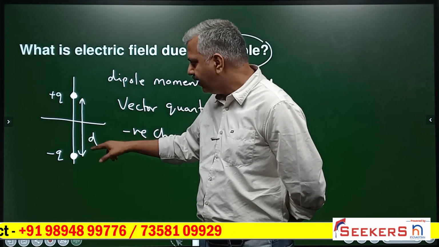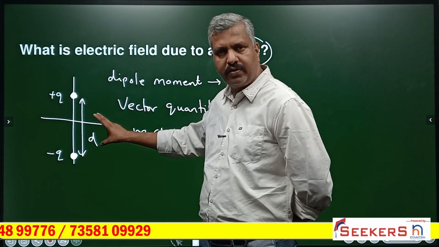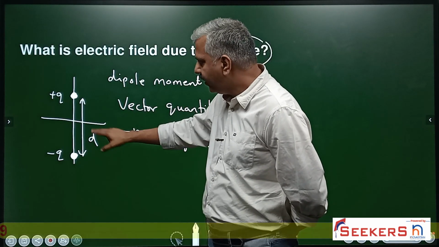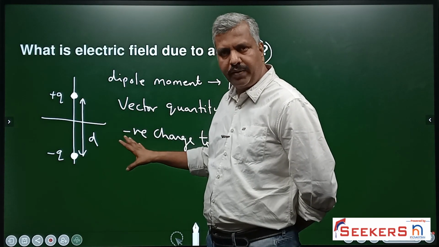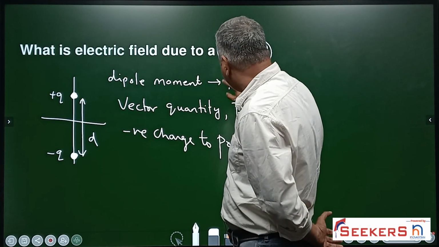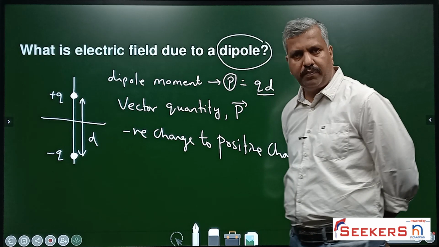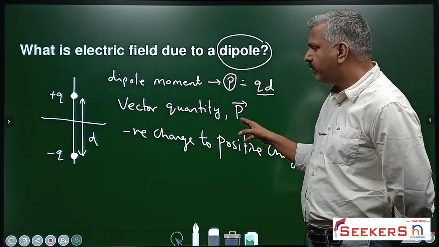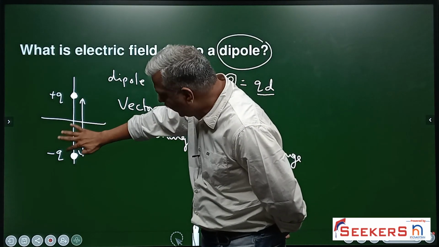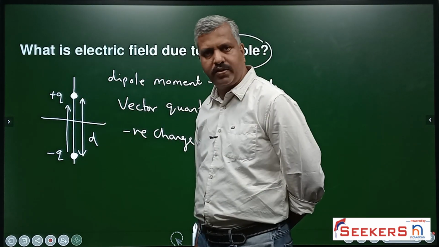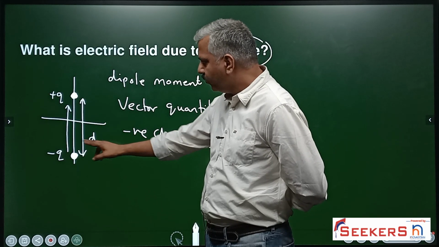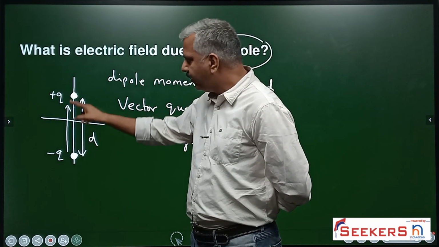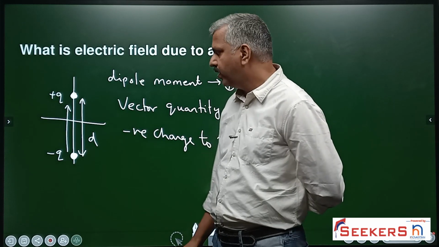In many books they write it as 2d. So if the distance separating is 2d, the electric dipole will be q into 2d. Now here I have written d, so it is simply equal to q into d. The dipole moment is represented by a vector quantity called p, and the direction of the vector will be from the negative charge towards the positive charge. I hope you get it. The direction of the electric dipole moment is from the negative charge towards the positive charge.